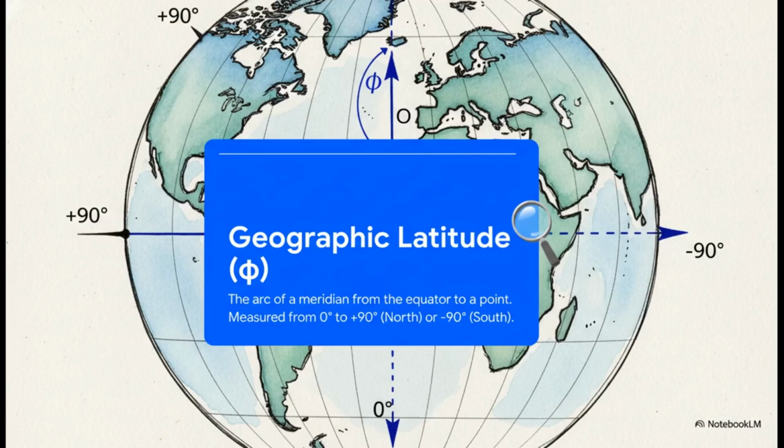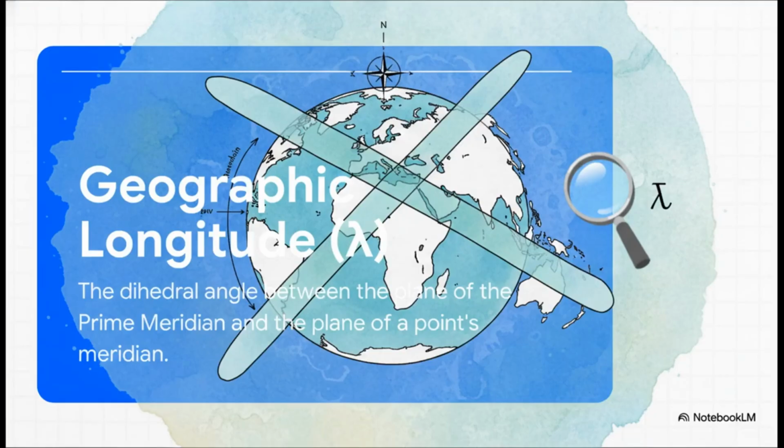Okay, so for any point O on the surface of this perfect sphere, its latitude, which we denote with the Greek letter phi, is the angle formed at the sphere's center. It's the angle between the equatorial plane and the line going from the center to point O. Visually, it's just the angular distance of the arc along the meridian from the equator up to that point. We measure it from 0 degrees at the equator to plus 90 at the North Pole and negative 90 at the South Pole. Longitude, or lambda, is defined by what's called a dihedral angle.